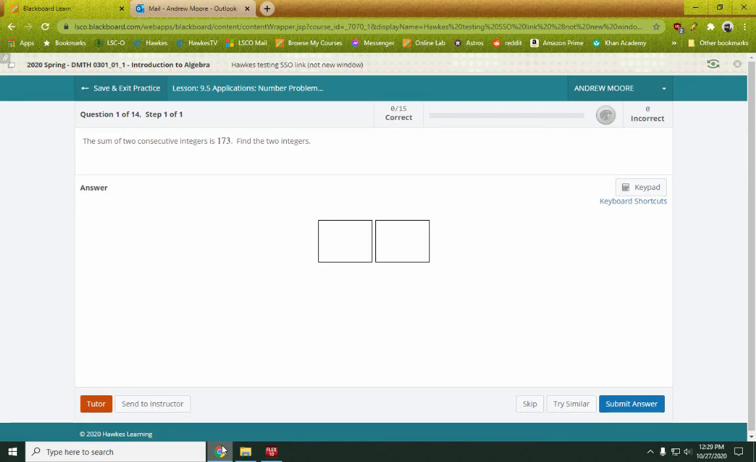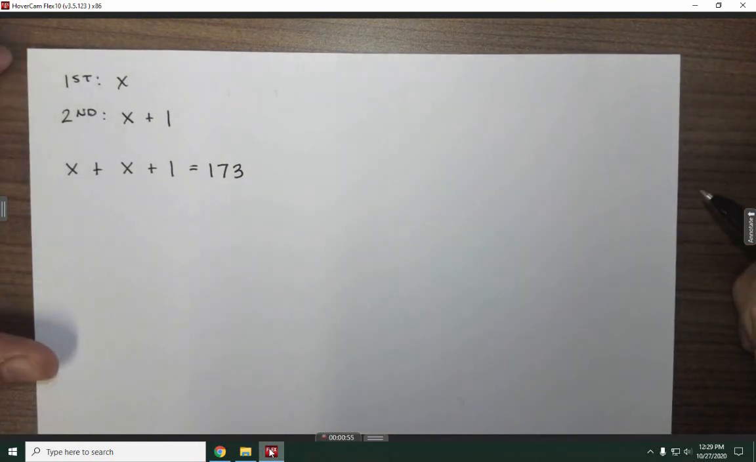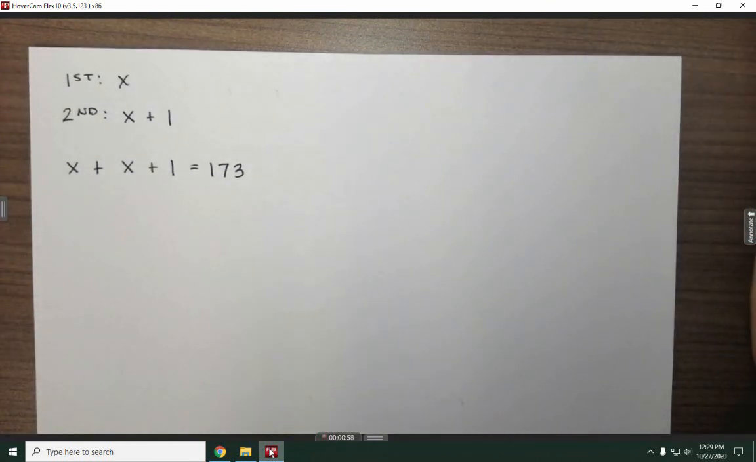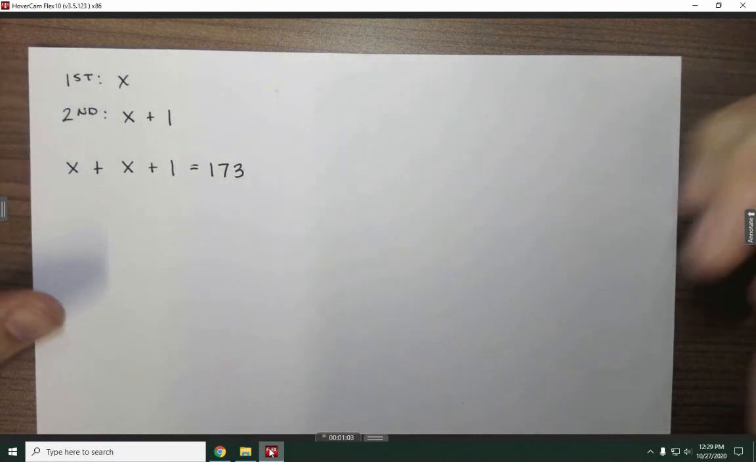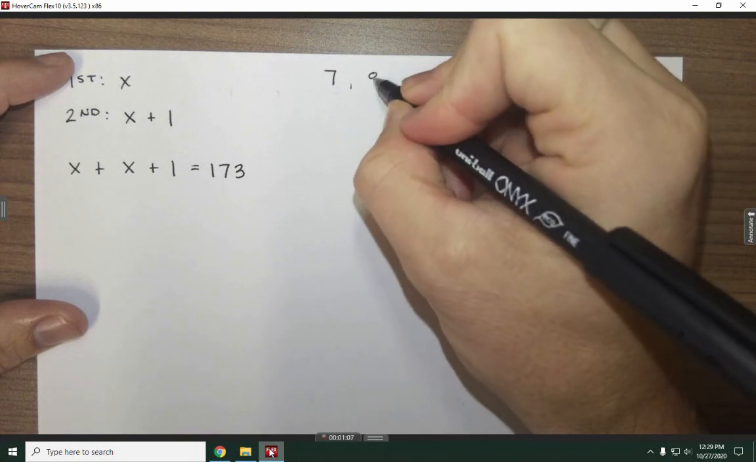The sum of two consecutive integers is 172. When we're thinking about integers, the reason why I set it up this way is integers are exact numbers, and consecutive integers are integers that come one after another. So if we're talking about 7, then the next number after it is 8.